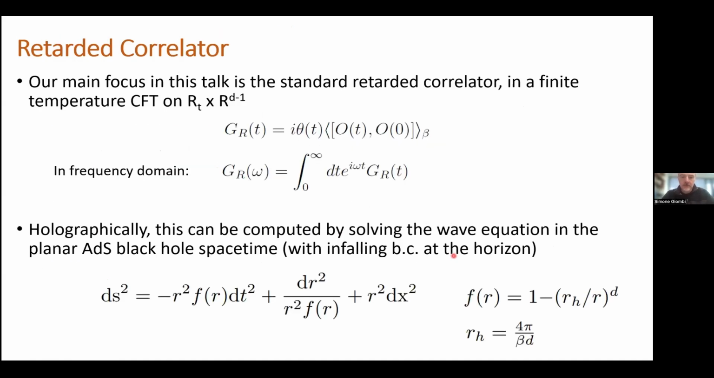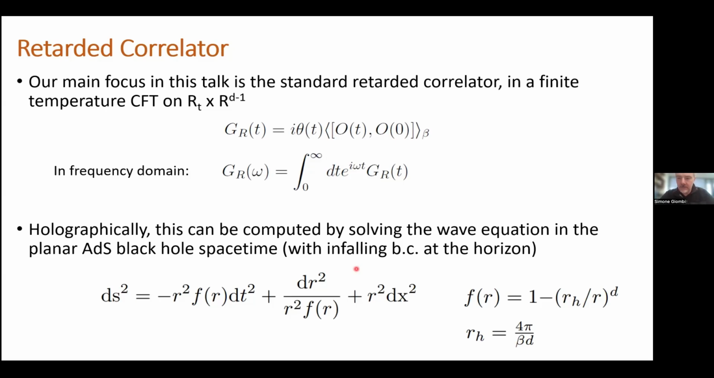Okay, so the focus for this talk will be indeed just on retarded correlators. The standard retarded correlator in finite temperature CFT is defined like this as the expectation value of the commutator, where theta is the step function. It's often useful to analyze this in the frequency domain by doing the Fourier transform. The Fourier transform goes from 0 to infinity because of the theta function. I'll review this in more detail later, but before we get bogged down in the details, I want to give a general overview of the main points.